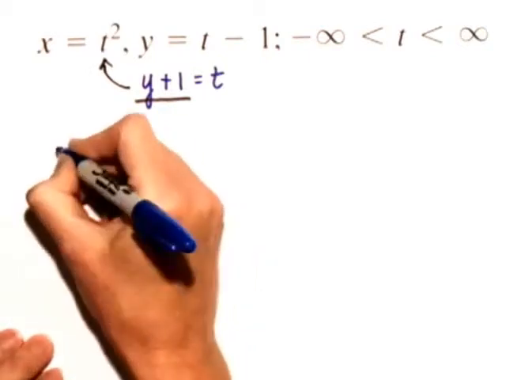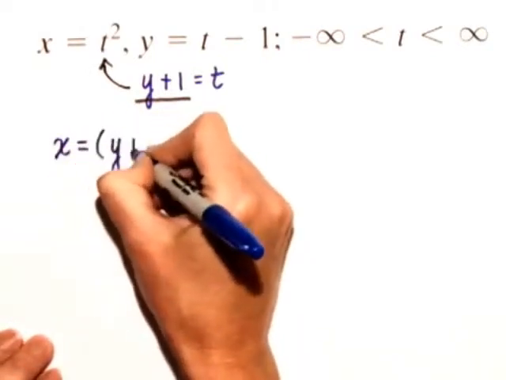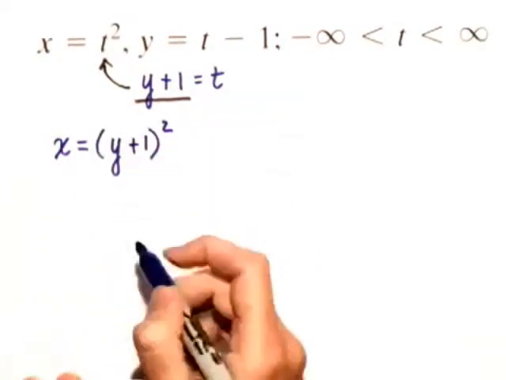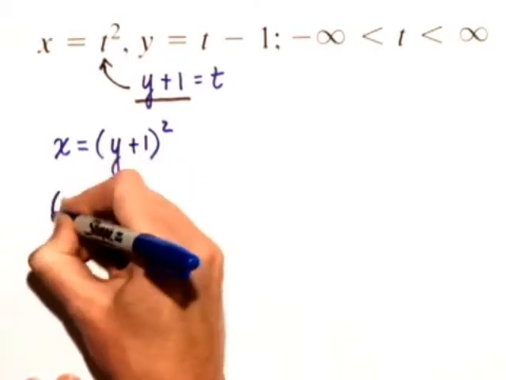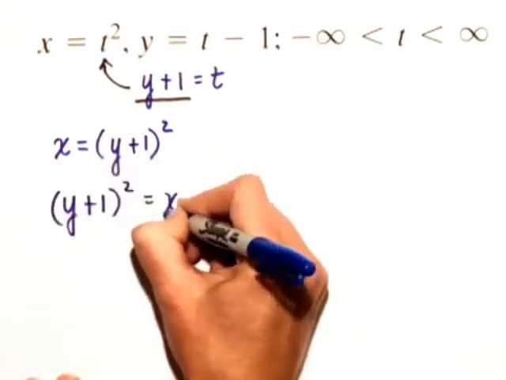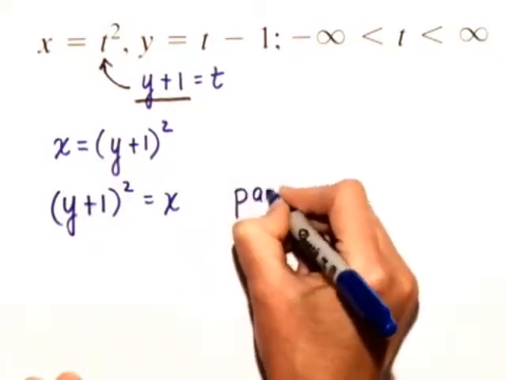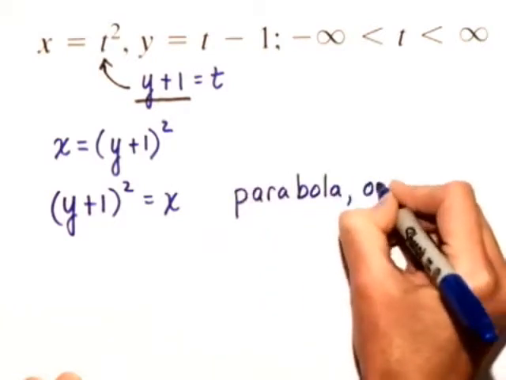Now we'll take y plus 1, which is equal to t, and substitute it in for t in our other equation. We'll have x is equal to t squared, which is (y plus 1) quantity squared. We can write this in standard form as (y plus 1) quantity squared is equal to x. This is the standard form of a parabola that opens right.